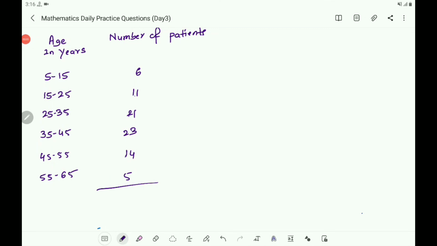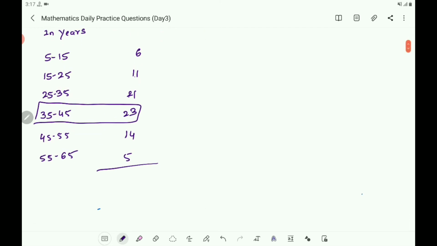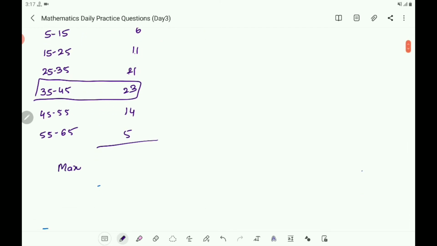To find the mode, we have to find the class which has the maximum frequency. Which is the maximum frequency here? 23 is the maximum frequency. It is the frequency of the class 35 to 45. So this class 35 to 45 is the modal class. Maximum frequency is 23, and therefore the modal class is 35 to 45.